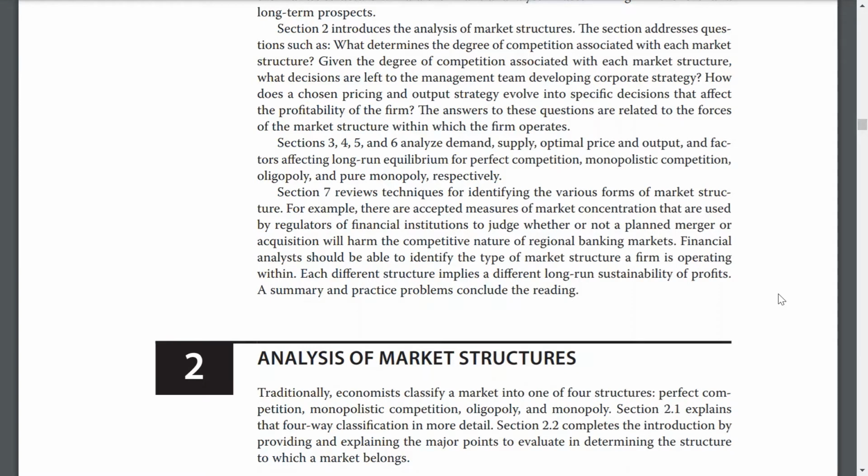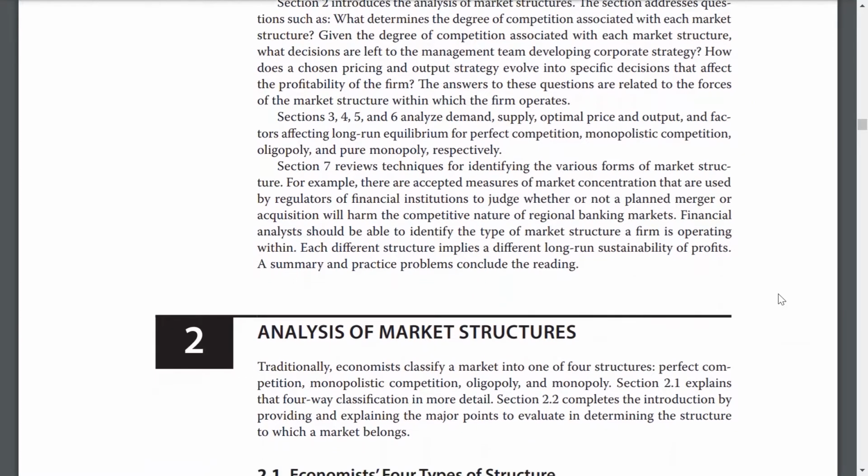For example, there are accepted measures of market concentration that are used by regulators of financial institutions to judge whether or not a planned merger or acquisition will harm the competitive nature of regional banking markets. Financial analysts should be able to identify the type of market structure a firm is operating within. Each different structure implies a different long-run sustainability of profits. A summary and practice problems conclude the reading.